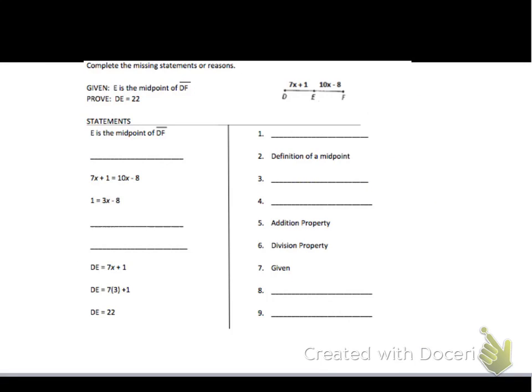Okay, complete the missing statements or reasons. If E is the midpoint of DF, that means these two should be congruent, because whenever we have midpoints, we have congruent things. DE, so this whole thing, is 22. That is what we're trying to prove.